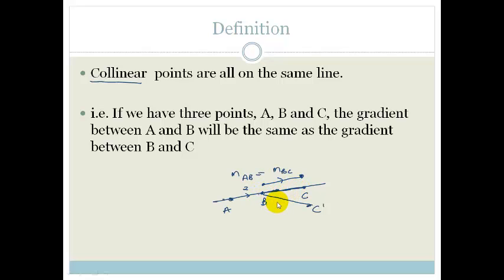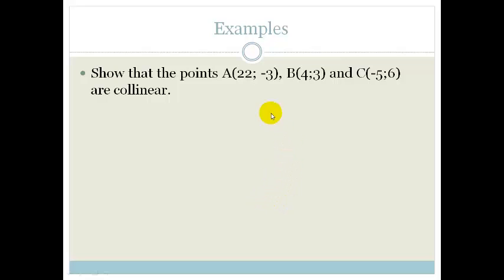Okay, so let's look at a couple of examples. It says, first of all, show the points A(22; -3), B(4; 3), and C(-5; 6) are collinear. So I'm not even going to bother to draw this. We're just going to prove it. So what we're going to do is find the gradient of AB. And to make this easy for myself, I'm going to call A point 1, and therefore this is going to be x1, y1, and this is going to be x2, y2.